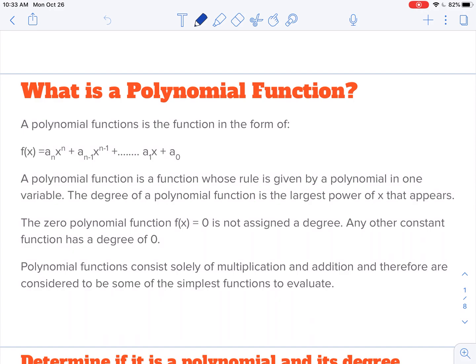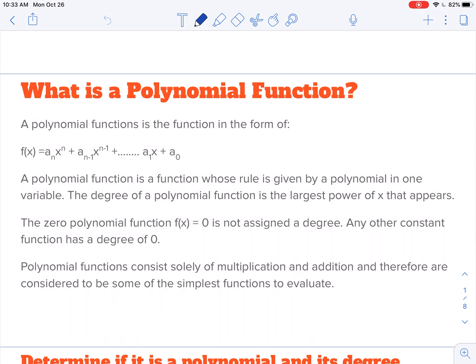Polynomial functions consist solely of multiplication and addition, and therefore are considered to be some of the simplest functions to evaluate. So we've already been working with polynomials, and you've been working with polynomials since Algebra 1. Linear functions, technically speaking, are considered polynomials. Quadratics are considered polynomials. Cubic functions are considered polynomials. Once we get past that, we don't give out names. We don't really say quartic functions or pentic functions. We just start calling them polynomials at that point. And we've got a lot of properties.